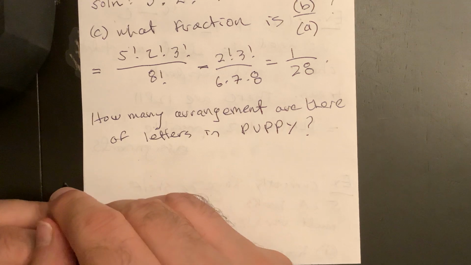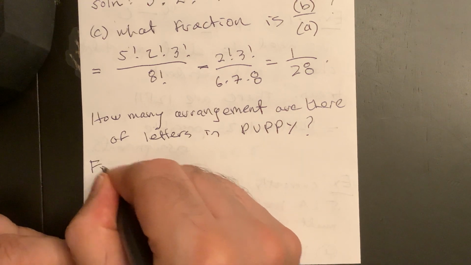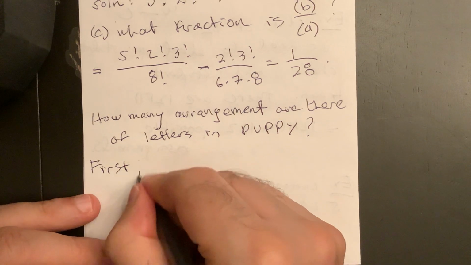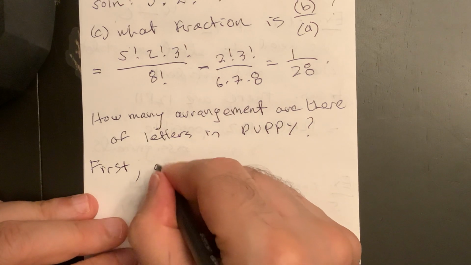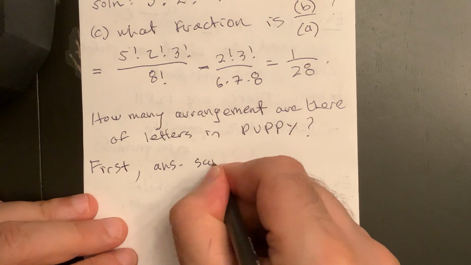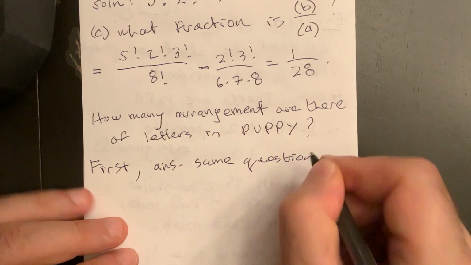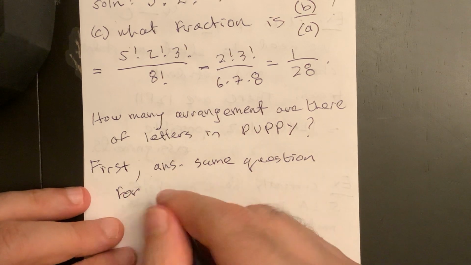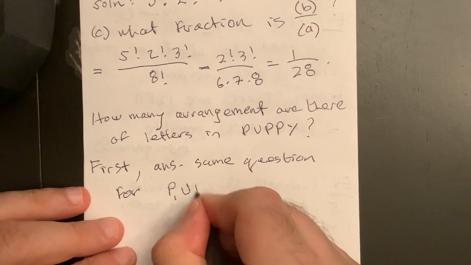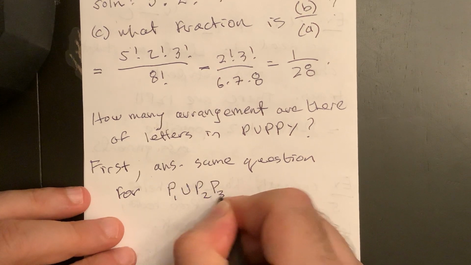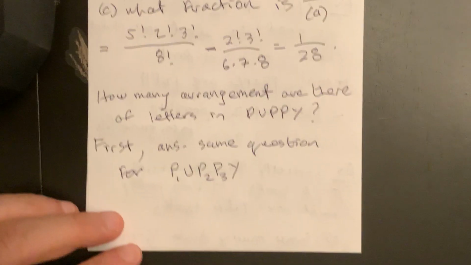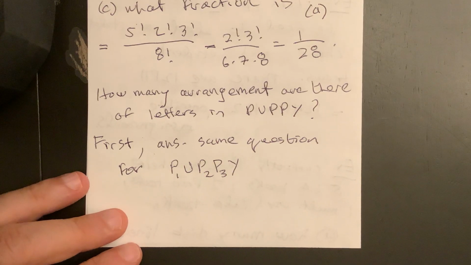So let's first answer the same question for the word puppy with subscripts. You could actually start to write your letters like that with subscripts when they repeat in the same word for your other classes, okay? It's okay. So this is easy, right?